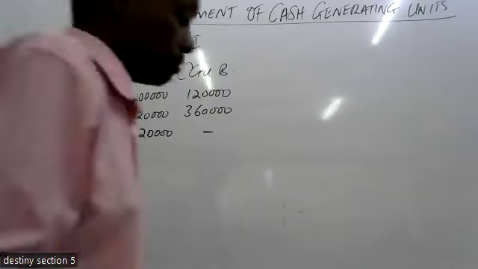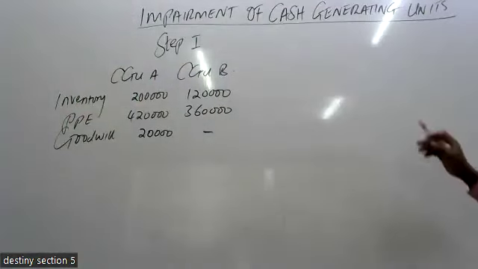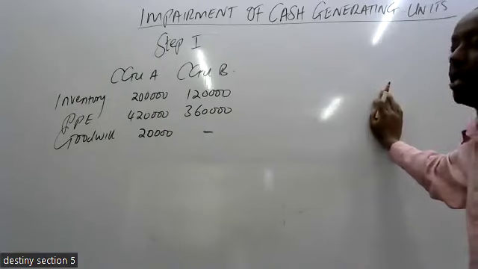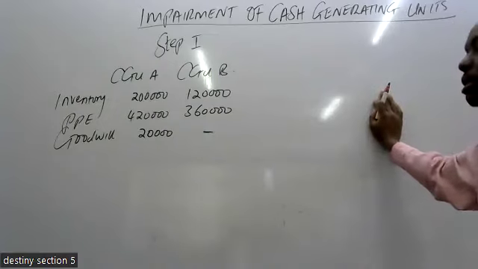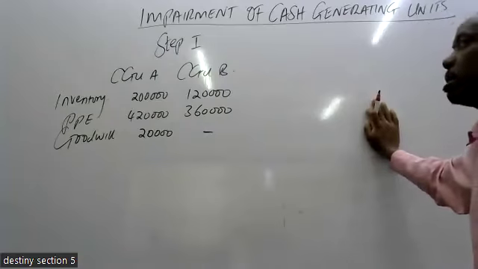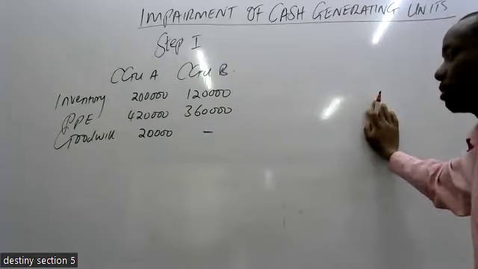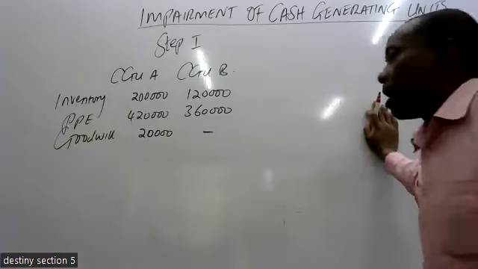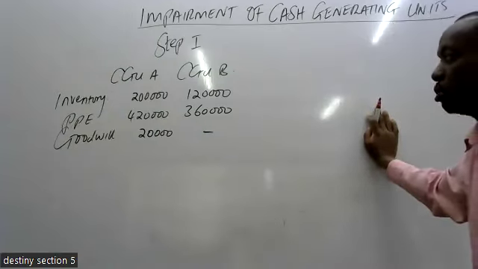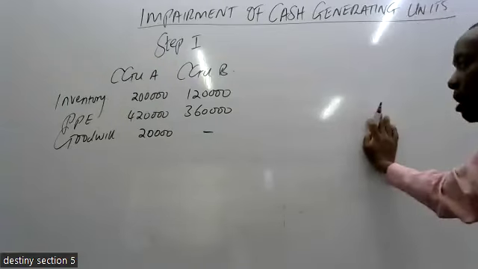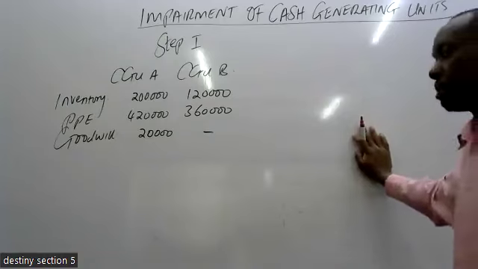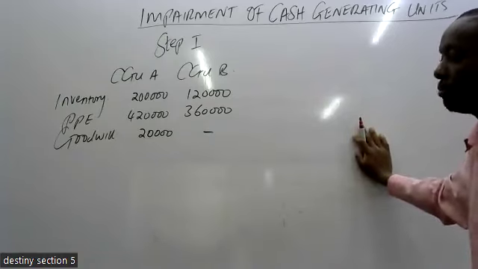Then below that you write: the net realizable value of CGU A and CGU B are 280,000 and 250,000 respectively. We'll stop.